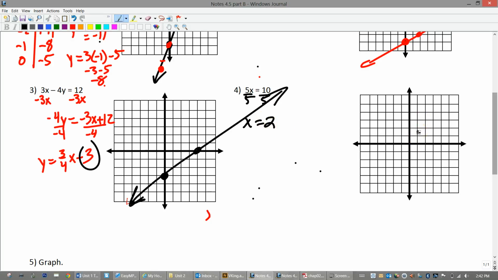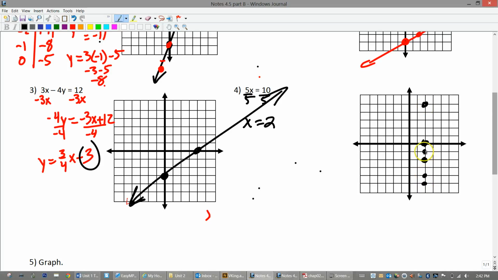Okay, what that means is x has to be 2 on the graph. All the points on the graph have to have an x value of 2. So put a bunch of points on the graph where the x value is 2. It's pretty much what it says. It's a rule. It says x is 2.